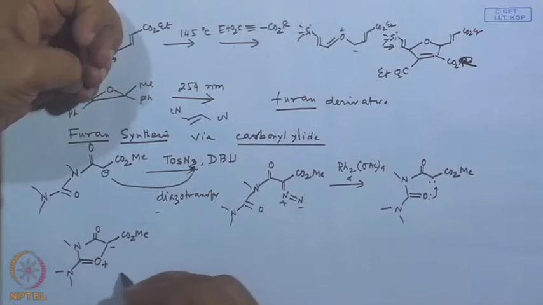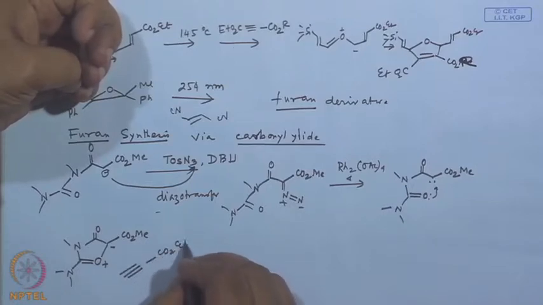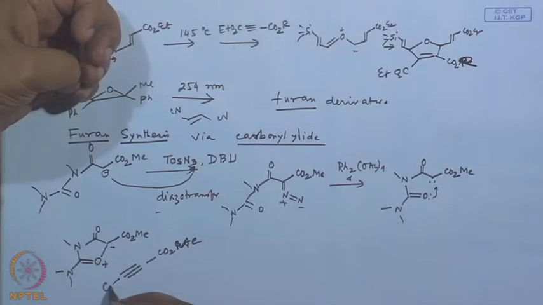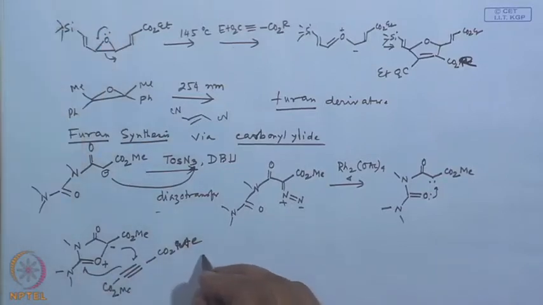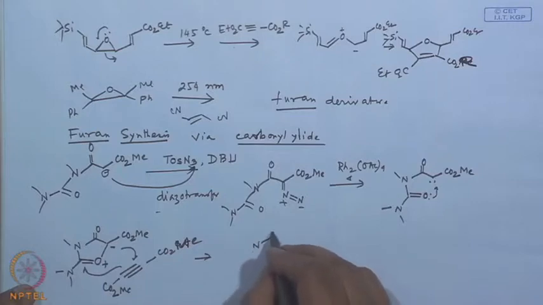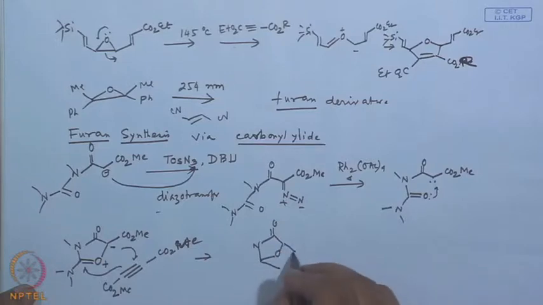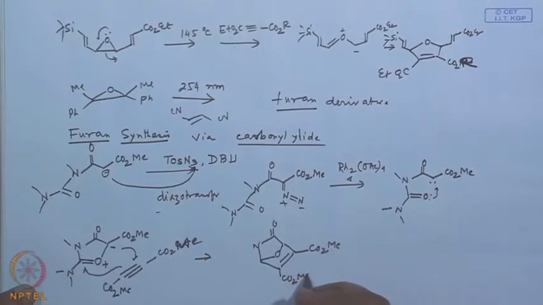And this sort of compound, once again, if you react with alkynes, an electron deficient alkyne, methyl here, and CO2Me. So all of you can write, the product would be a bicyclic compound. So carbonyl, then you have these two ester groups, and ester groups here, and then you have this nitrogen and this nitrogen and this, and you have this. Okay, so it's a bicyclic compound.